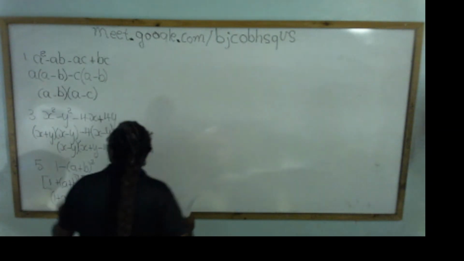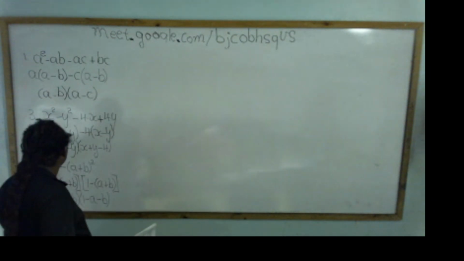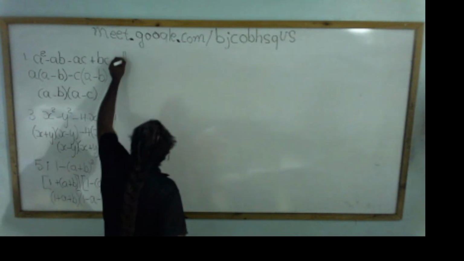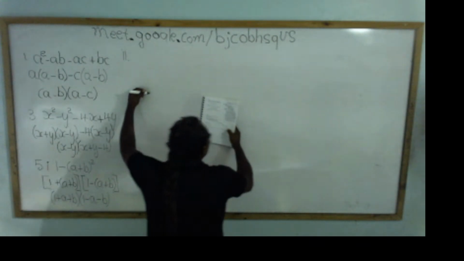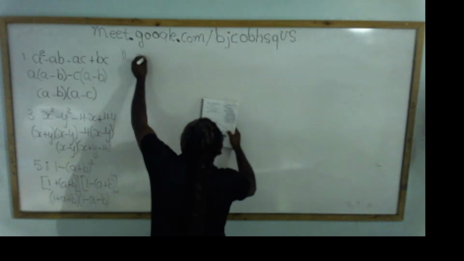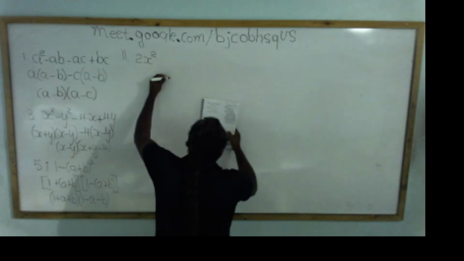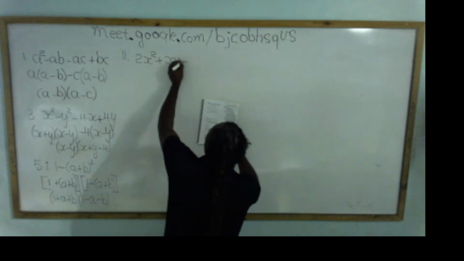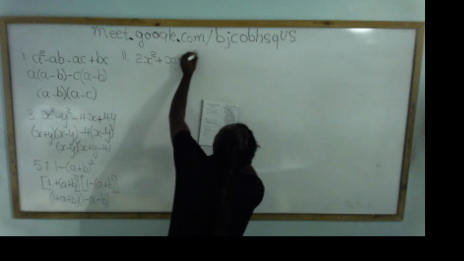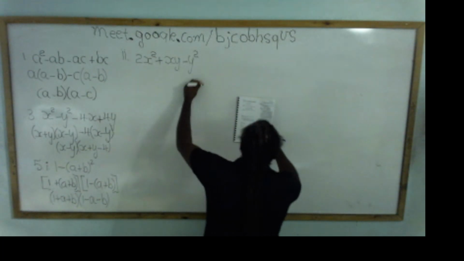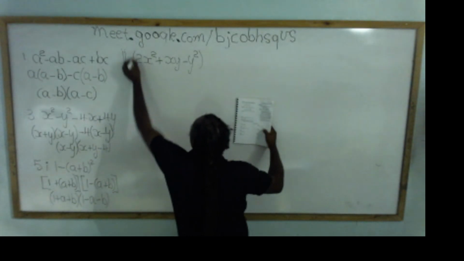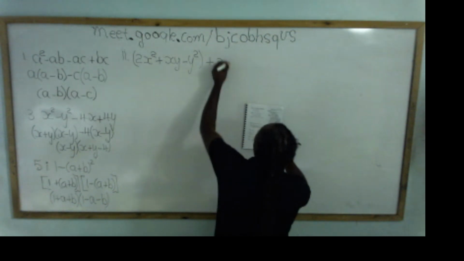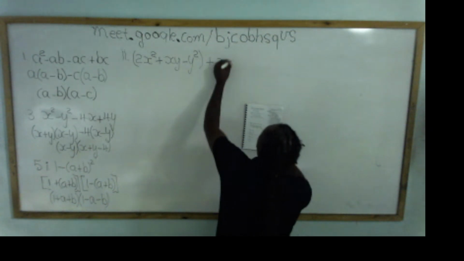This is Roman 1. And this is Roman 2. 2x squared plus xy minus y squared plus 2x minus y.